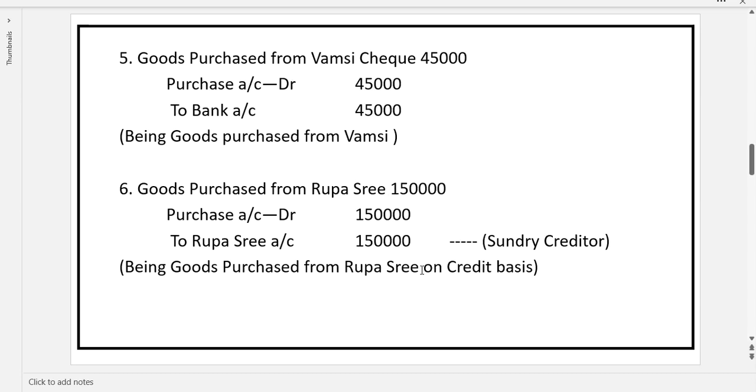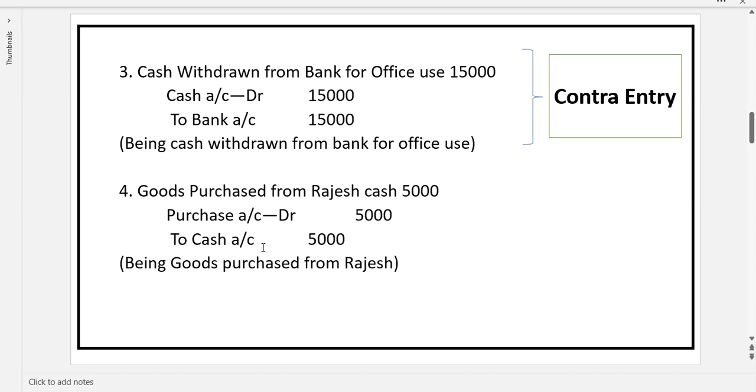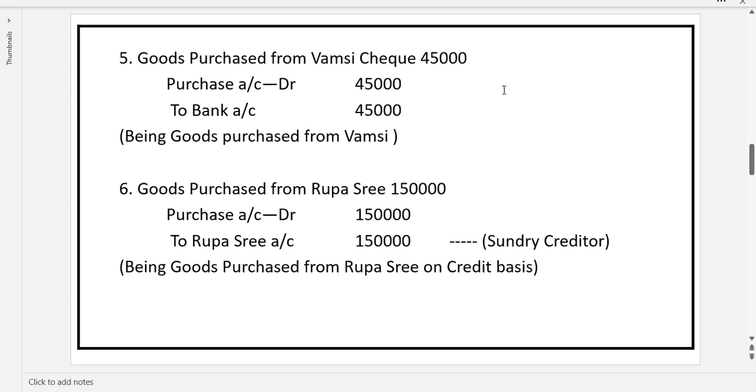Now coming to the next step. Goods purchased from Vamsi, check 45,000. Same, guys: we have done a purchase and we have done a payment. In the previous transaction we gave cash, and in this transaction we gave a check. So the mode of payment might change, but the entry is going to be the same. Purchase account debit to, whenever the question mentions a check, you need to specify that particular bank. So to bank account, whatever the bank name is. Purchase account debit to bank. So the goods purchased from Vamsi. Is that clear?